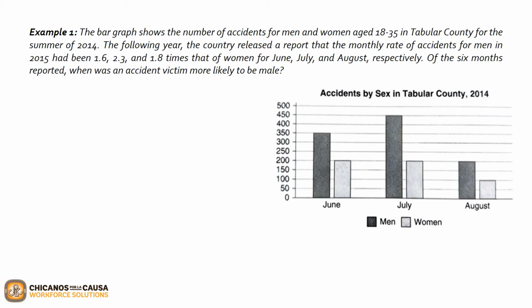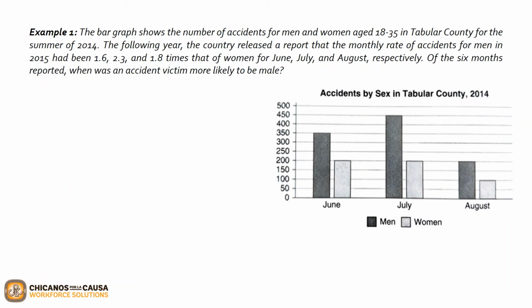So if we're looking at our bar graph, we can see that men are represented by the black column and women are represented by the gray column. So visually, we can determine that men tend to have more accidents, but that's not what the question is asking us. It's asking us, in fact, in which of the 3 months there is more of a chance that a man is likely to have an accident than a woman.